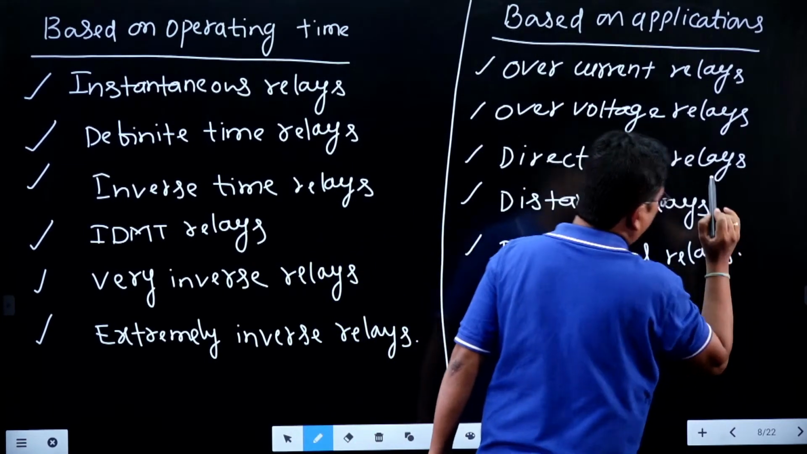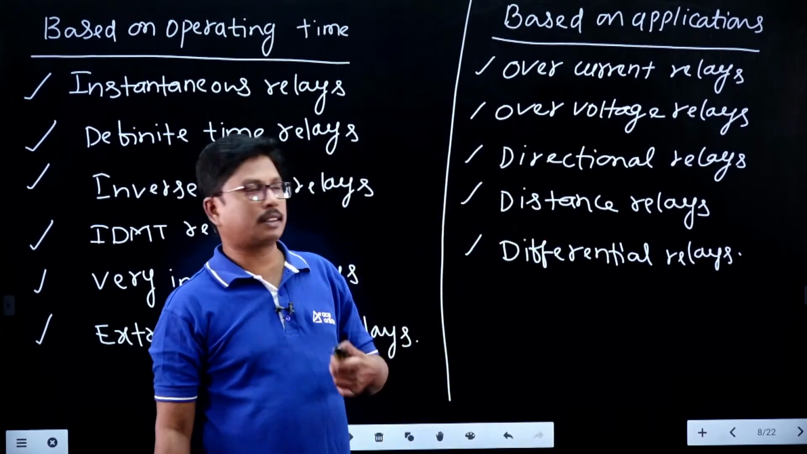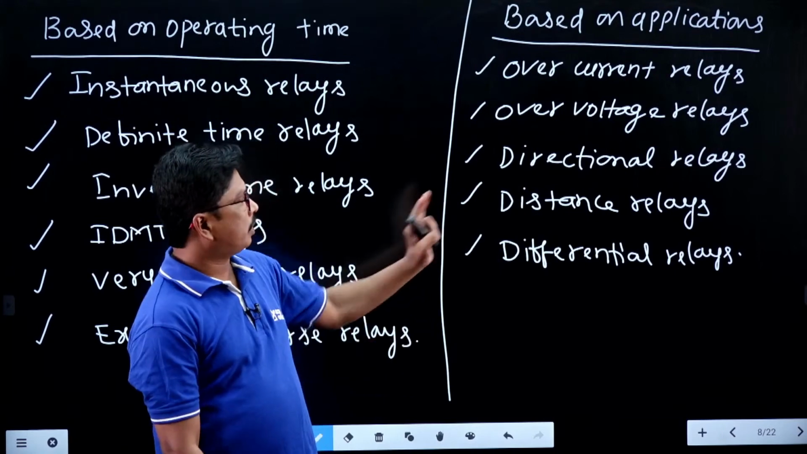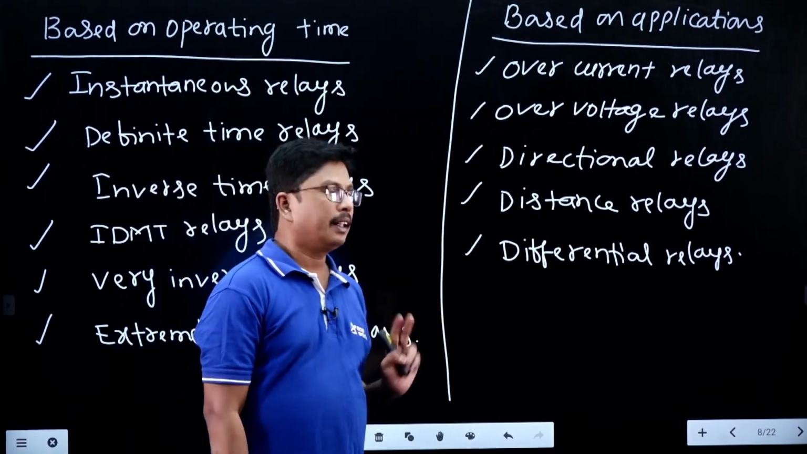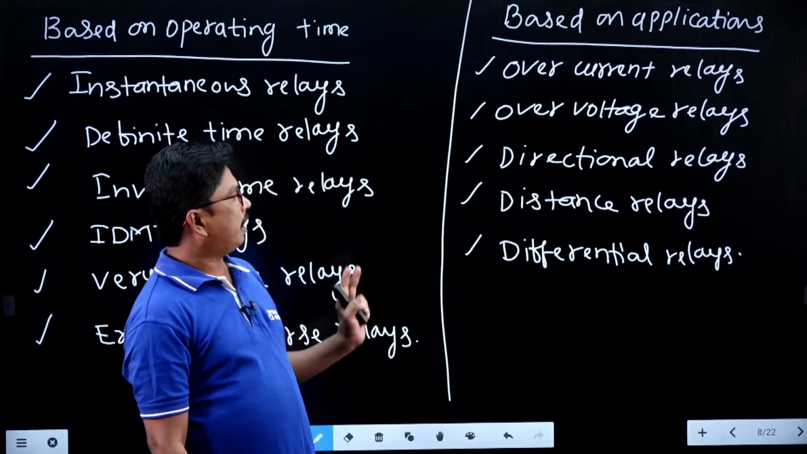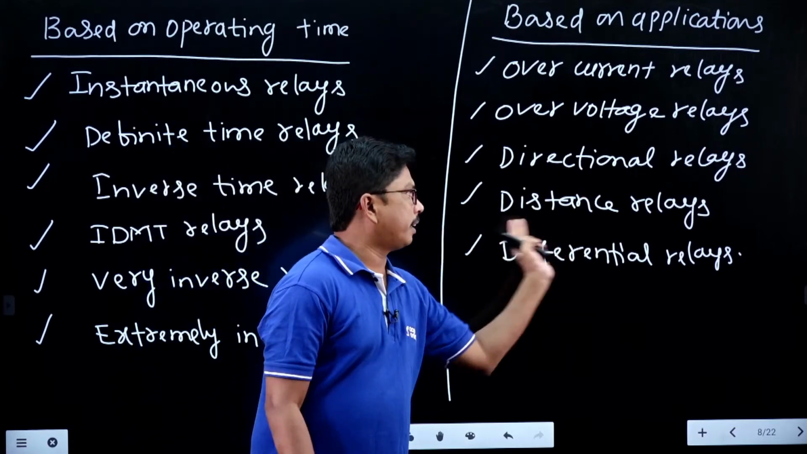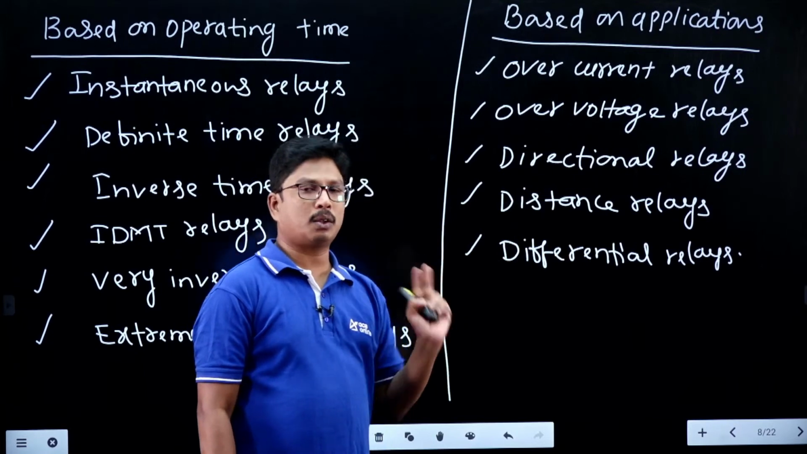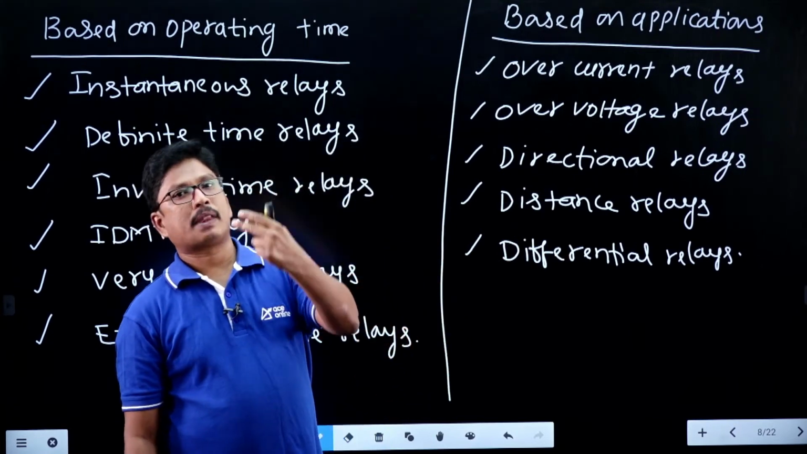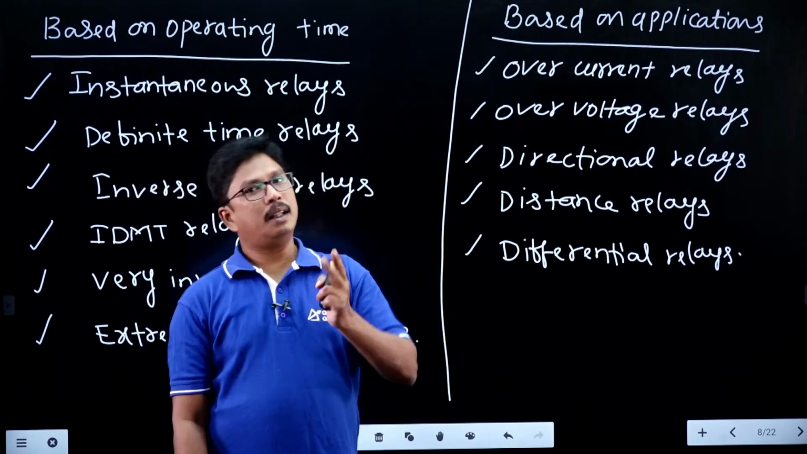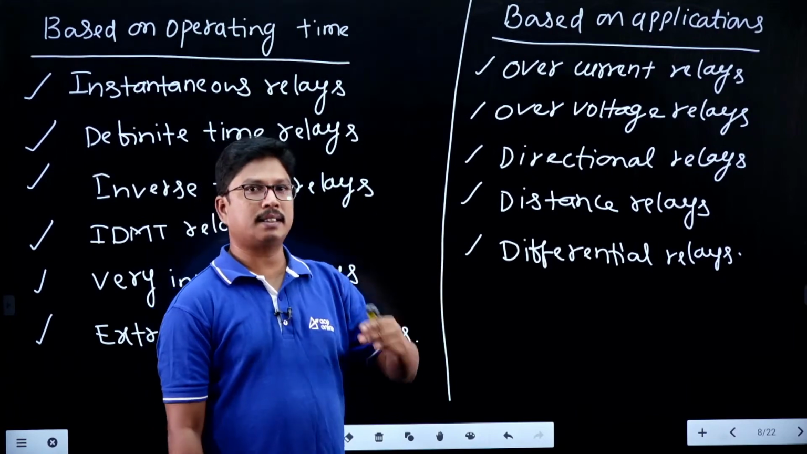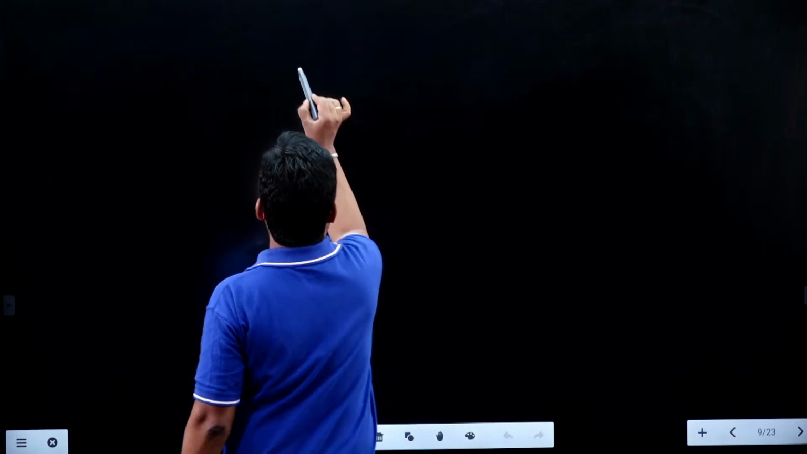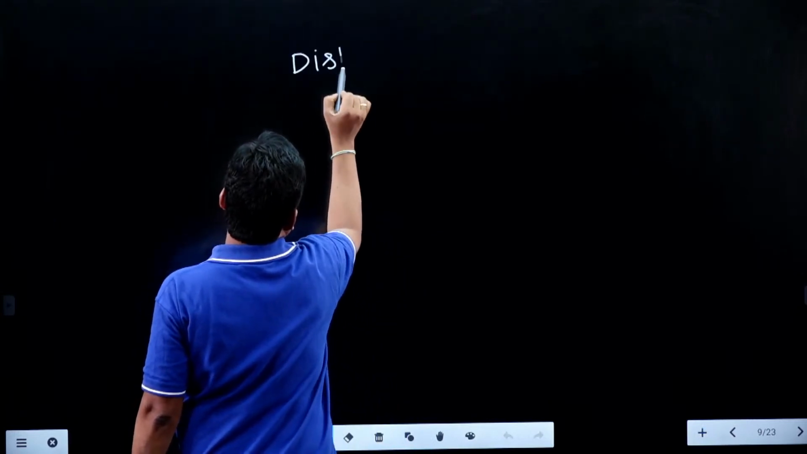Still we are having some more relays also. Over speed relays, over flux relays, all those are there. So in the syllabus what we are having here: directional relays, distance relays, and differential relays. Particularly if we discuss about the distance relays, what are those? The impedance relay, reactance relay, and mho relay. Impedance relay, reactance relay, and the mho relay.